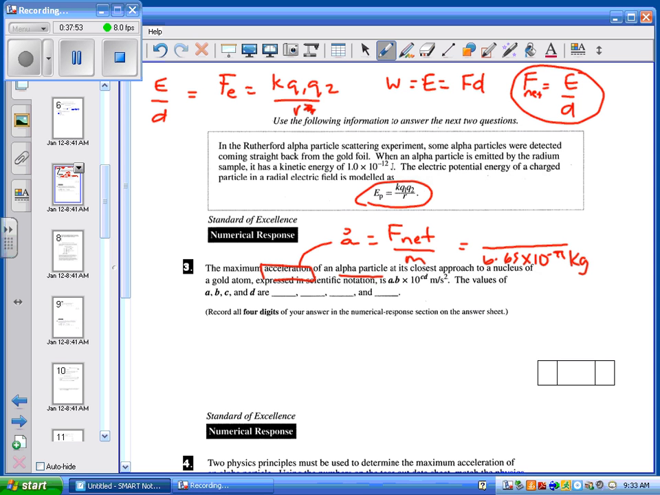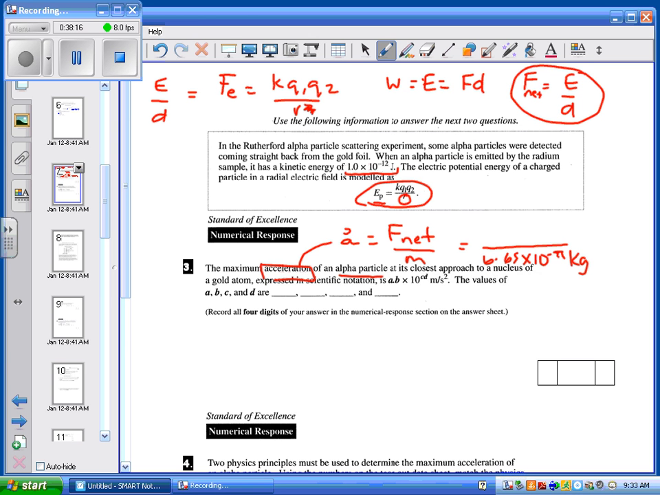The electric potential energy of a charged particle in a radial electric field is modeled this way. So by conservation of energy, our kinetic energy there is equal to our potential energy. So we can use this formula to find the distance. Then that plugs in there for the distance. We know the energy up there. And then we can do energy over the distance that we found, and that will give us F net.